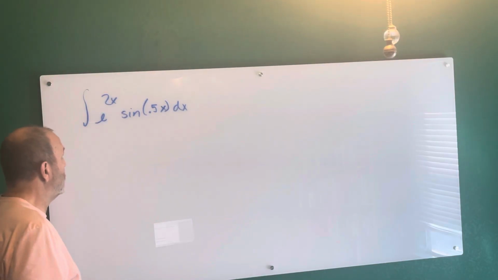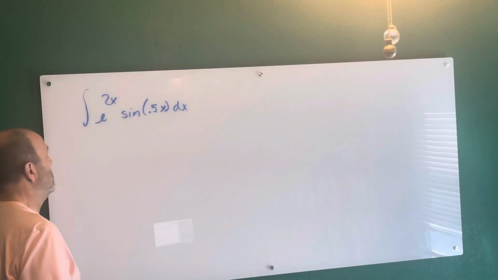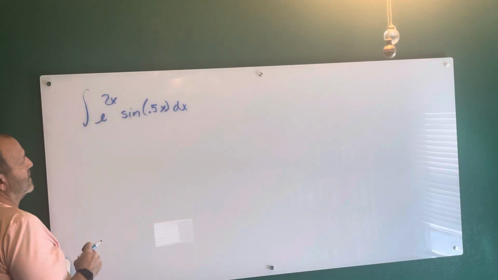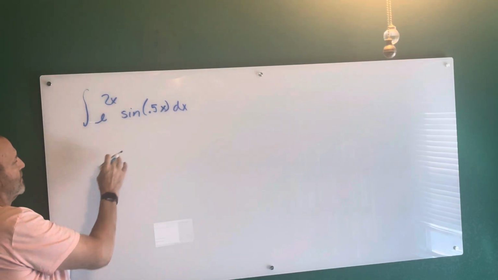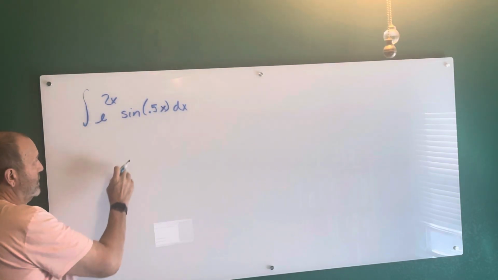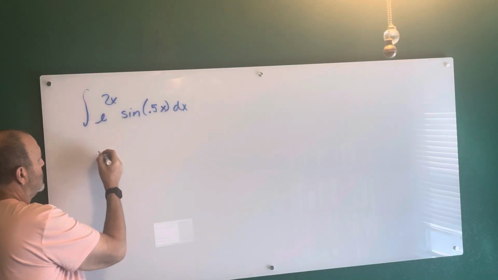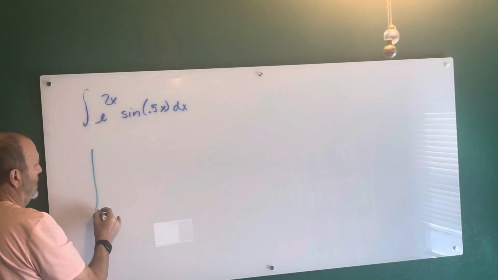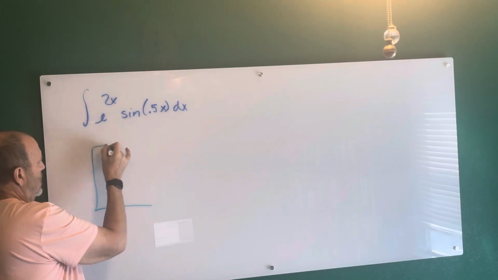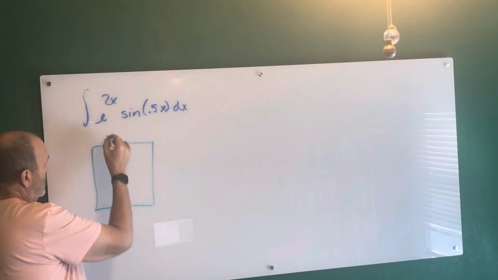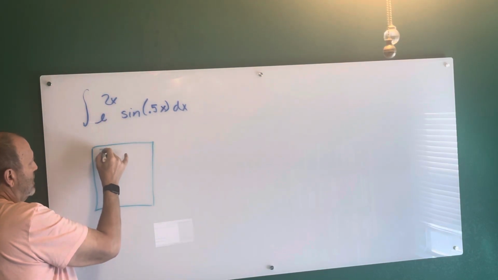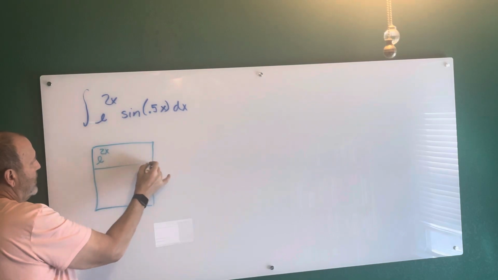This one's a little bit different, but somewhat the same. We've got an e to the 2x instead of just an x in front of the sine or cosine values. So for this one, we're also going to make a box. I'm going to use e to the 2x, so I'll take the derivative of that.